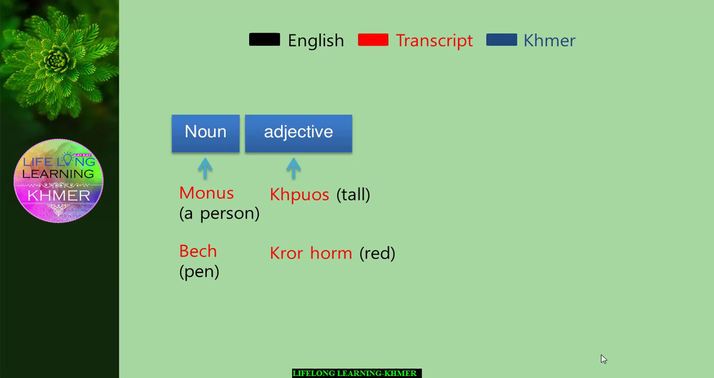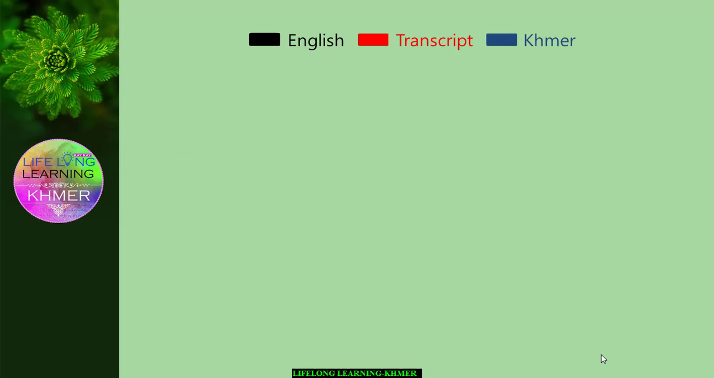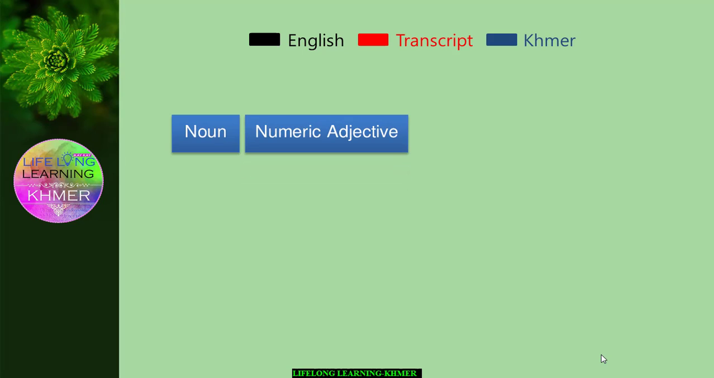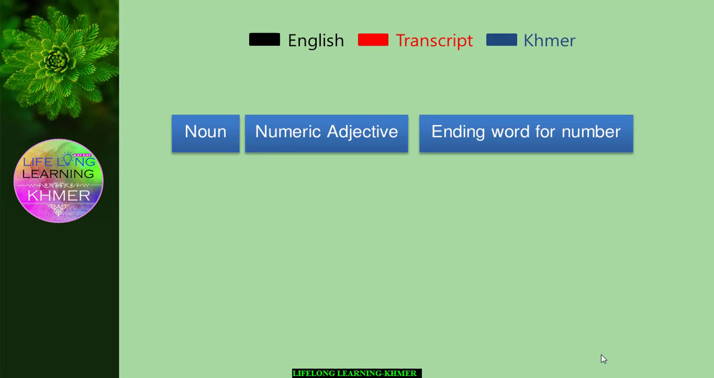Okay, so now let us go to the next part, which is about numeric adjectives. It is a little bit different since we have some ending words. Now let's have a look at the structure, the formula. The first one is the noun, and after that the numeric adjective. But what is special here is the ending word for the number. Let's have a look at the example.